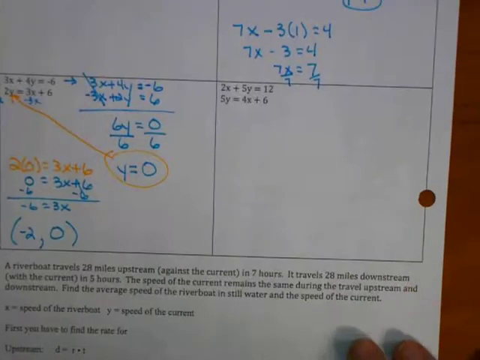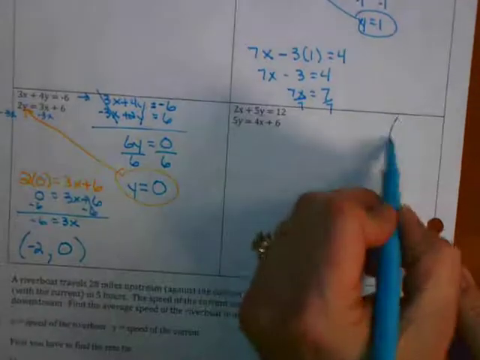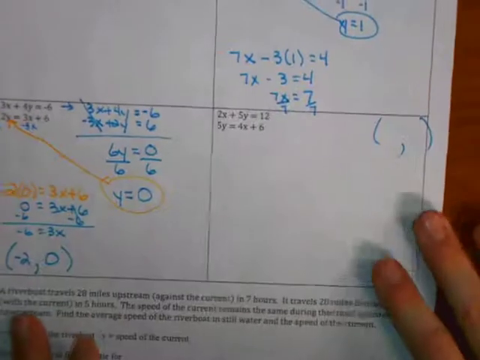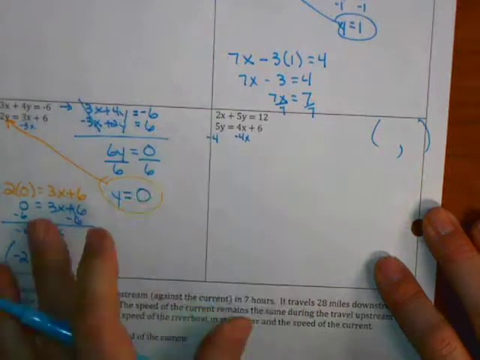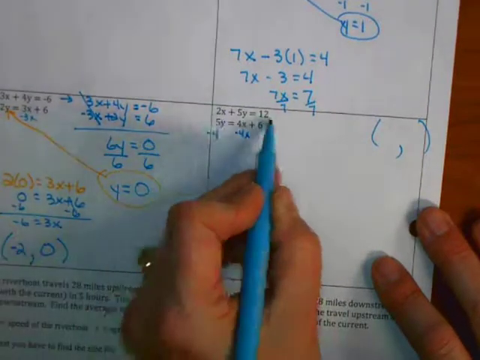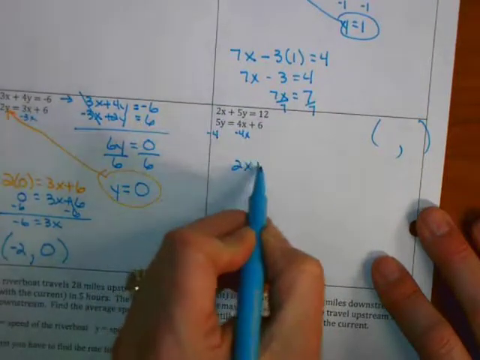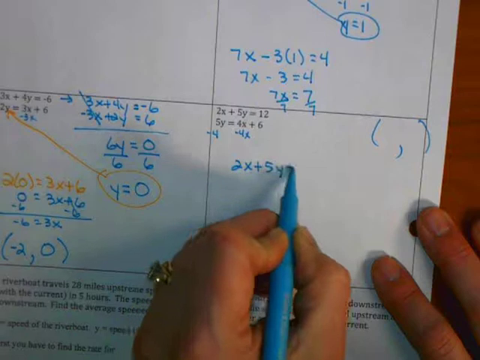Okay, let's do one more. Because there's a couple things going on here. Here's my ordered pair. All right, they're not lined up, so I got to subtract 4x from both sides. So I'm going to rewrite the first one down here. 2x plus 5y equals 12. That one stayed the same.